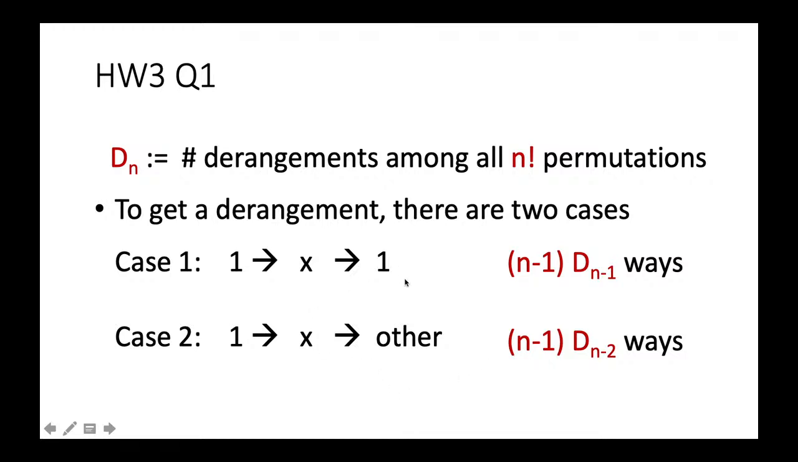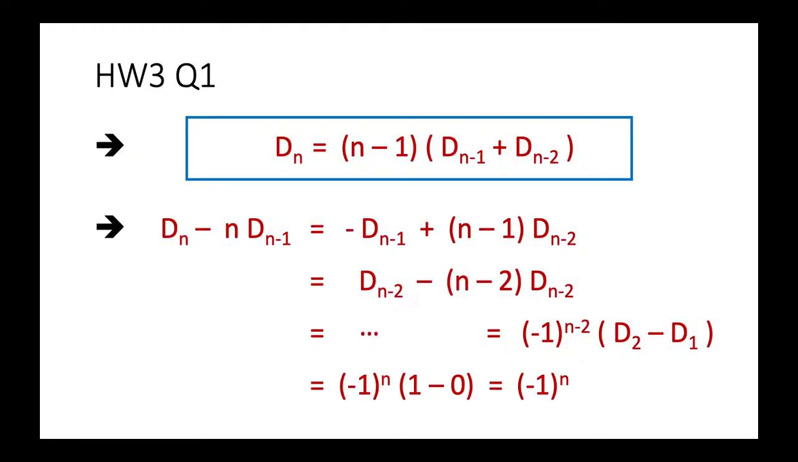So using this combinatorial argument, notice that we don't have any formula for d_(n-1), d_(n-2), or whatever. We are arguing this to be correct combinatorially. Based on these combinatorial arguments, we find out that d_n is equal to n minus 1 times d_(n-1) plus d_(n-2).